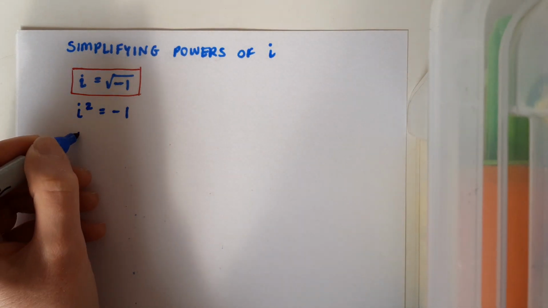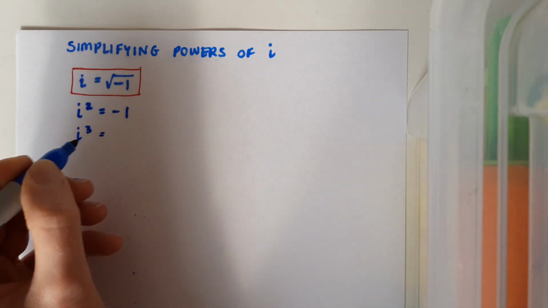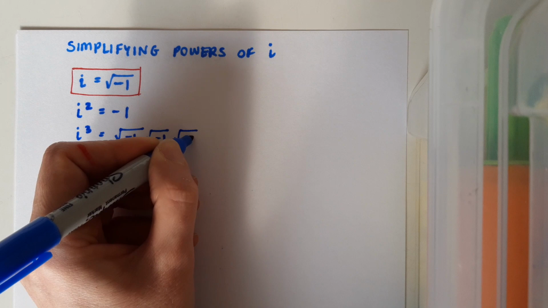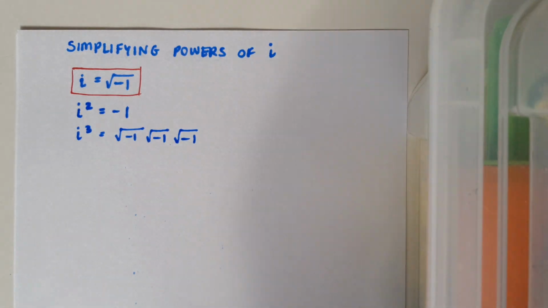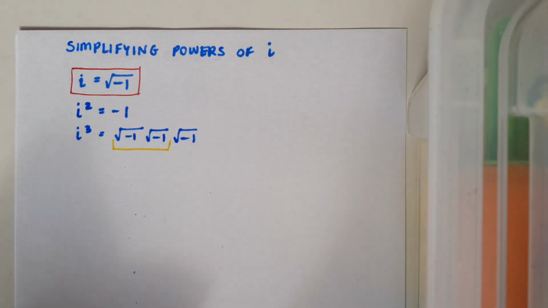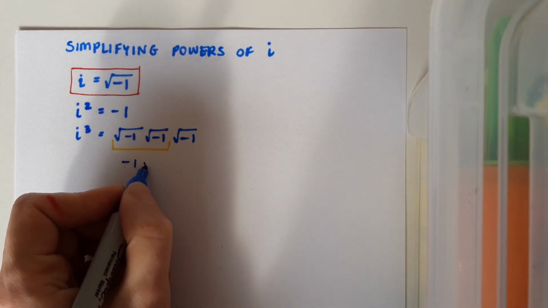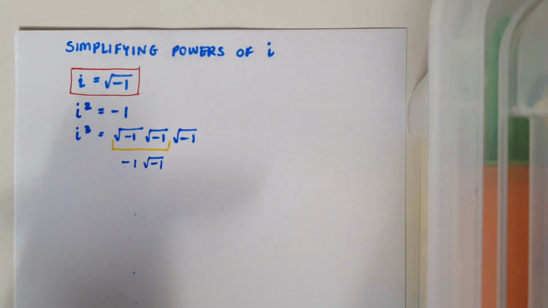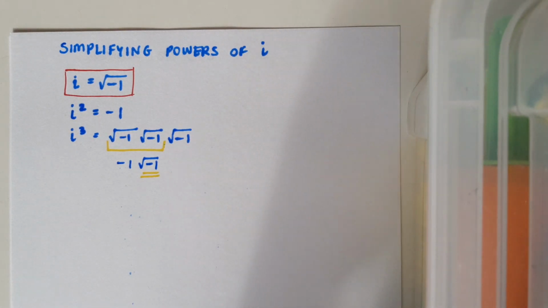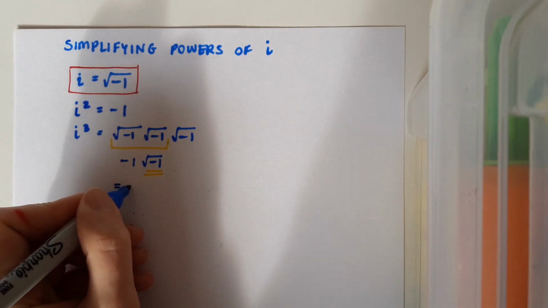If you've got i cubed, let's see what happens. That means you've got root of minus 1 by root of minus 1 by root of minus 1. And of course, two of those together, when multiplied, are going to give you minus 1. So we've got minus 1 times root minus 1, which of course is just going to be minus 1i, because root of minus 1 is equal to i.